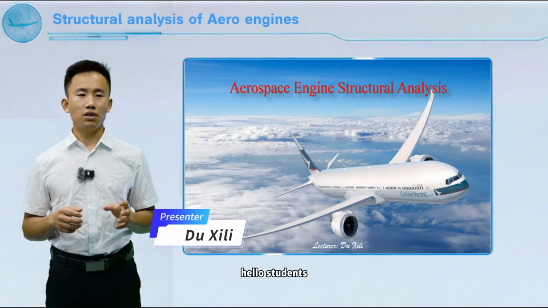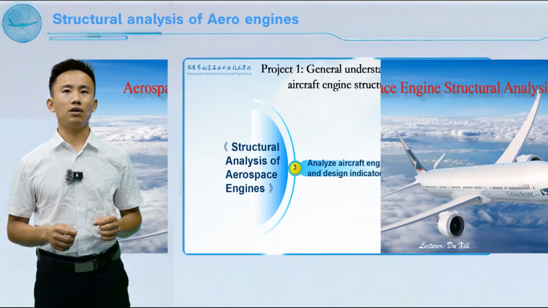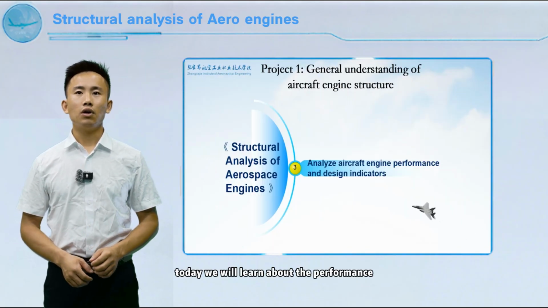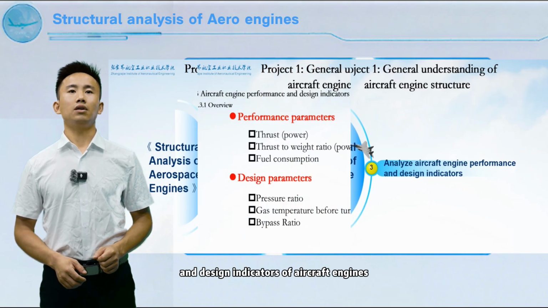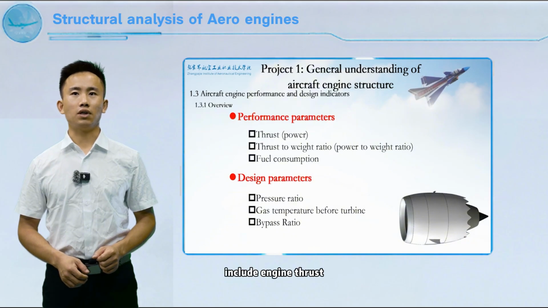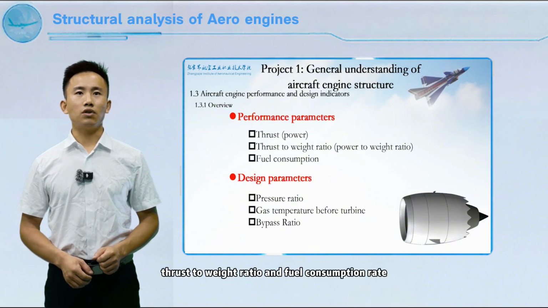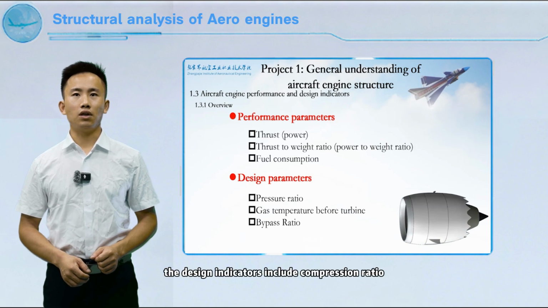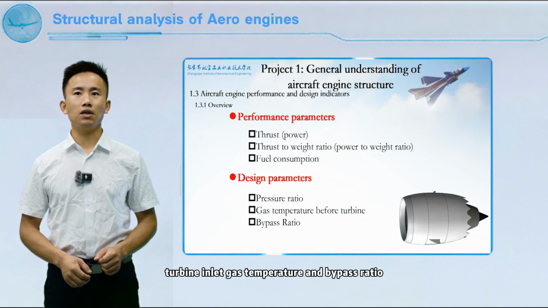Hello students, last class we learned about the basic types of aircraft engines. Today, we will learn about the performance and design indicators of aircraft engines. The performance indicators of aircraft engines include engine thrust, thrust-to-weight ratio, and fuel consumption rate. The design indicators include compression ratio, turbine inlet gas temperature, and bypass ratio.